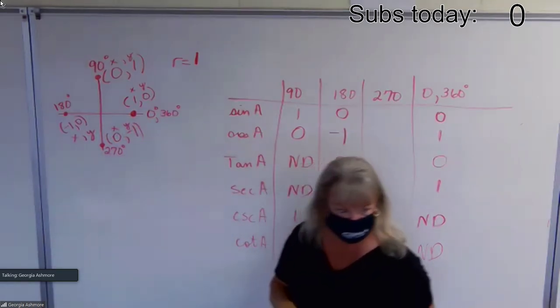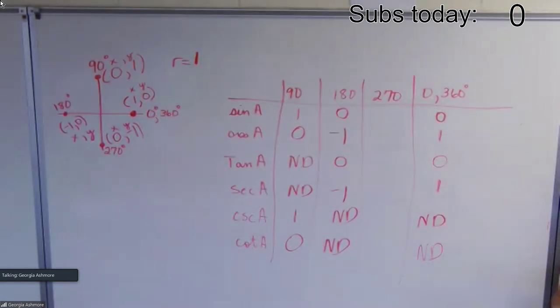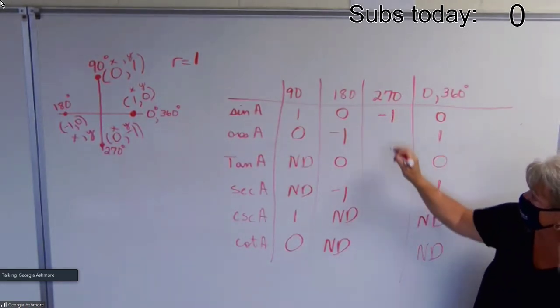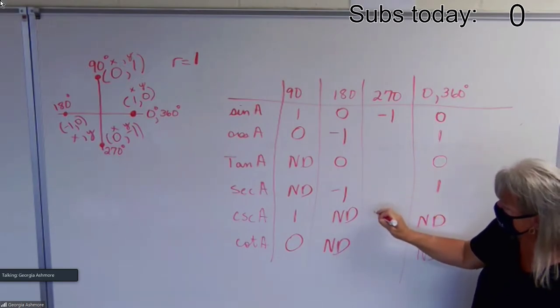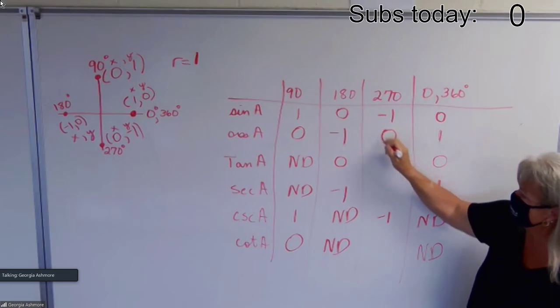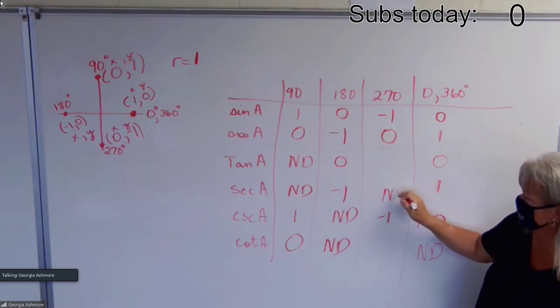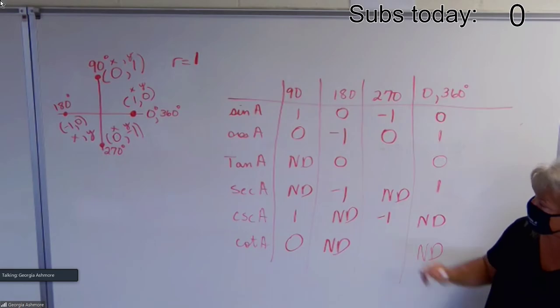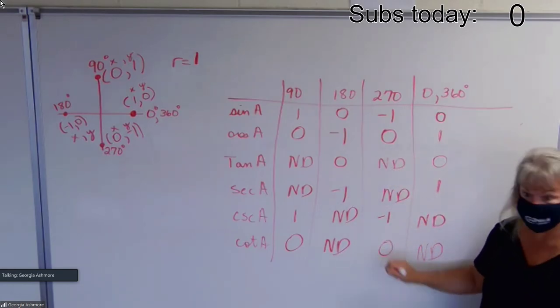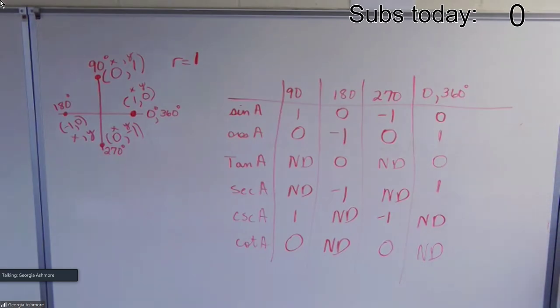Zero, negative one. I'm going to have a few comments to make when we get this last part filled. All right, so what would my sine be? Negative one. My cosine? Zero. Oh, I should have came down here to the cosine. It is negative one. All right, cosine is? Zero. So secant is? Tan is? So cotan is? All right, some of you are catching on, and you're getting it pretty quick.